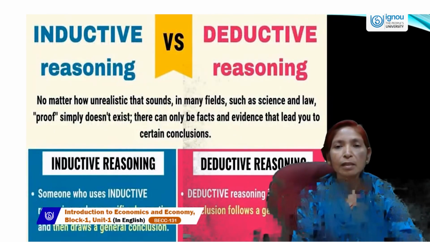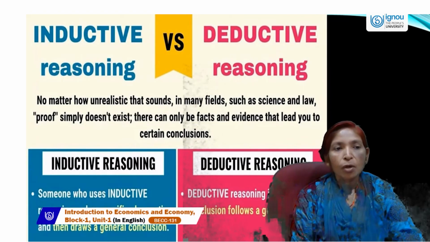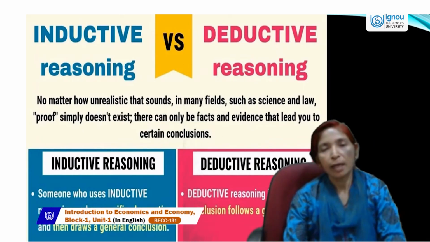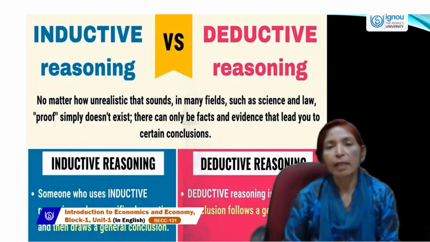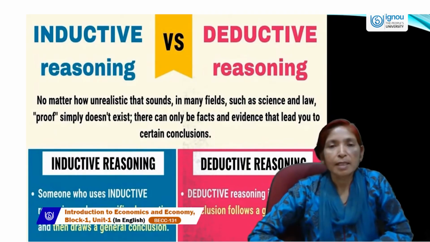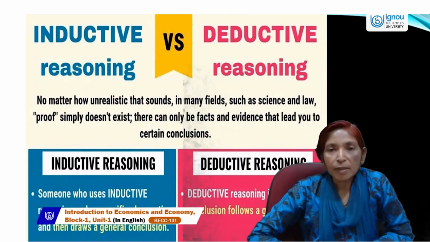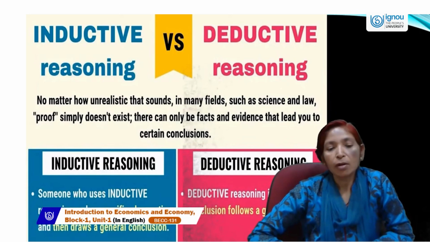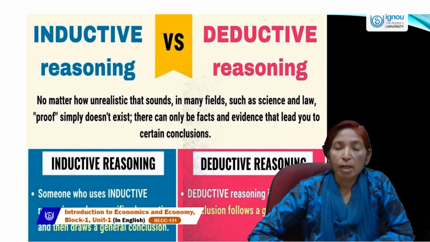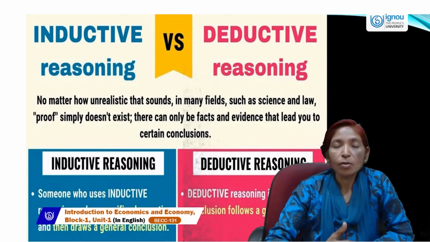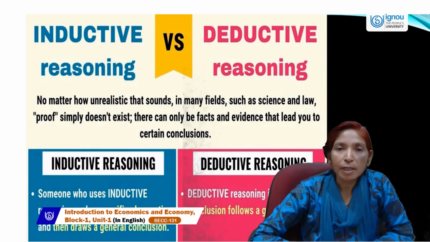Next is inductive reasoning versus deductive reasoning. No matter how realistic something may sound, in many fields there can only be fact and evidence that lead you to a certain conclusion. There are two types of reasoning: one is inductive and the second is deductive. Inductive reasoning is reasoning in which someone makes specific observations and then draws a general conclusion. It means if we move from specific to general, that is called inductive reasoning.